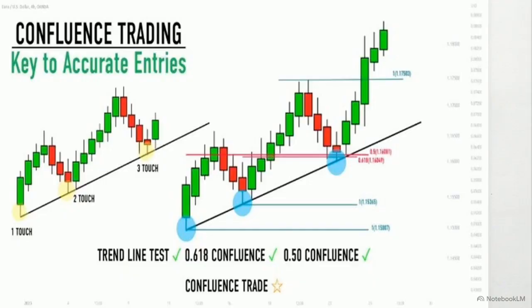Notice on this chart how the red 61.8% Fibonacci line perfectly aligns with the black ascending trend line. This intersection creates a high probability zone. When the price hits this point, it finds historical and mathematical support, leading to a sharp reversal.